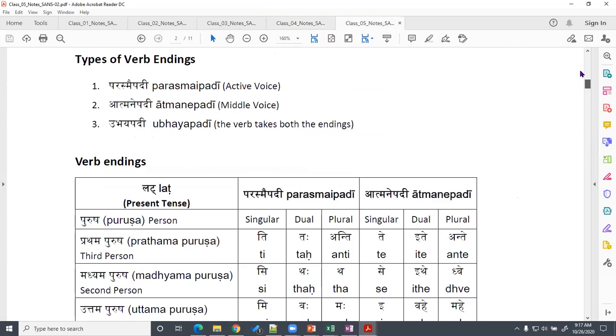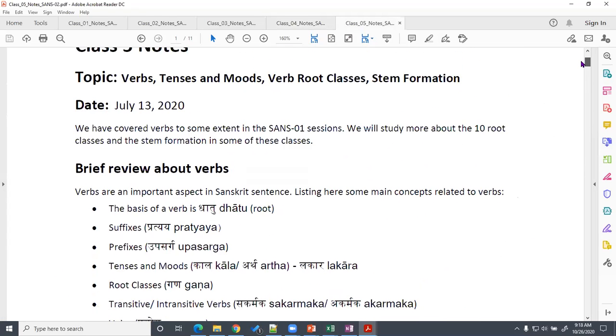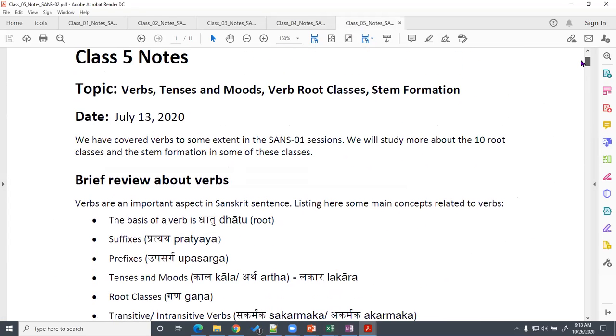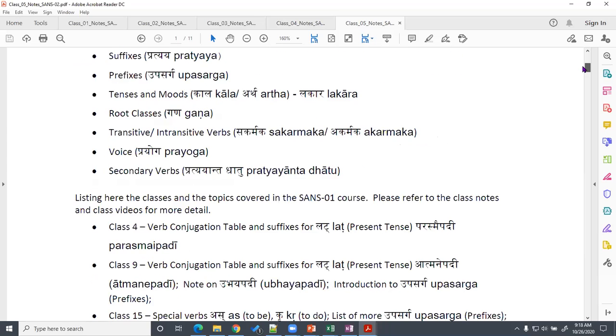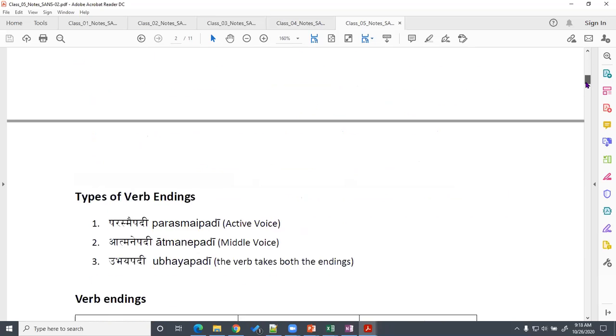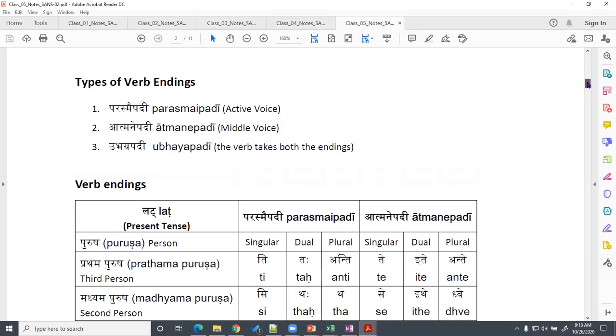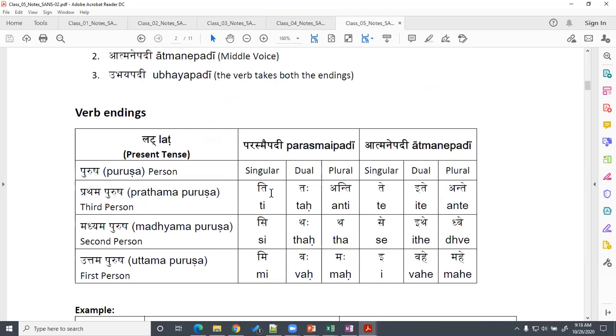Then in class 5, we saw some verbs, tenses and moods, and what the verb roots are. So as you know, there are two types of endings, Parasmaipadi and Atmanepadi, and the verbs which take both the endings are called Ubhayapadi. But remember, endings are only two kinds, Parasmaipadi endings and Atmanepadi endings.